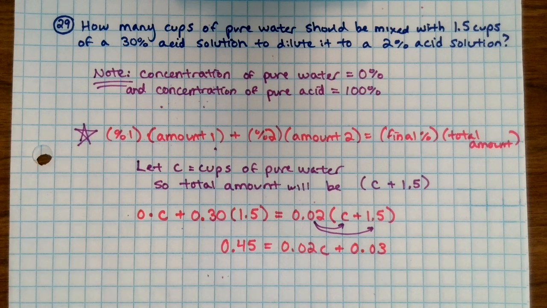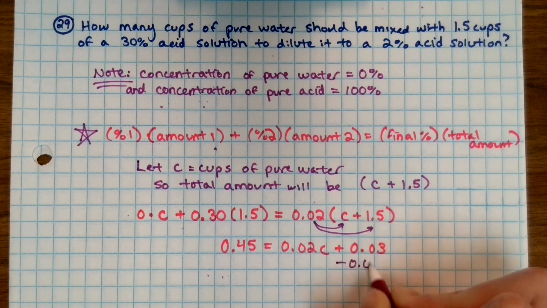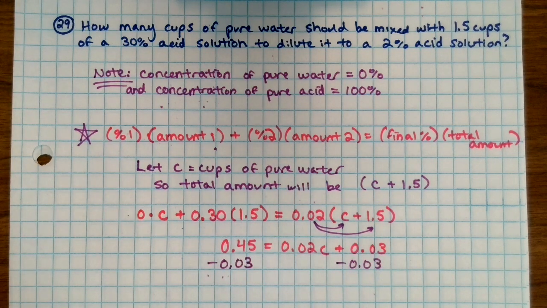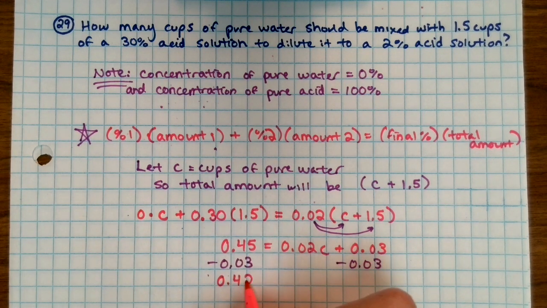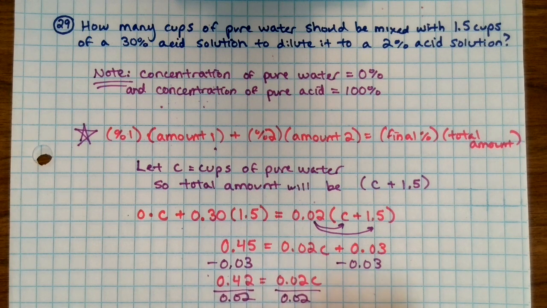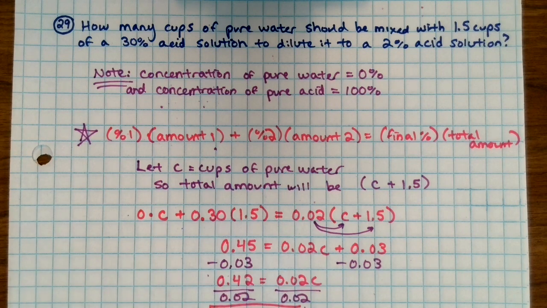Solving this, we're going to subtract the 3 hundredths from both sides. We'll have 42 hundredths equal to 2 hundredths C. Last step is to divide. And we find that 21 cups of pure water are going to be needed in order to dilute the solution down to a 2% acid solution.